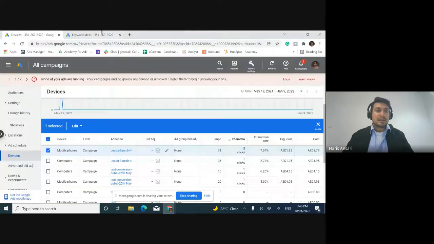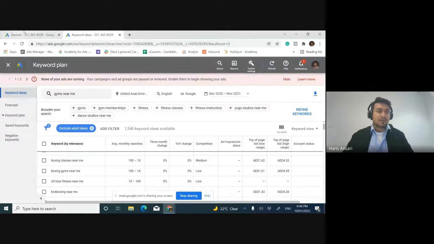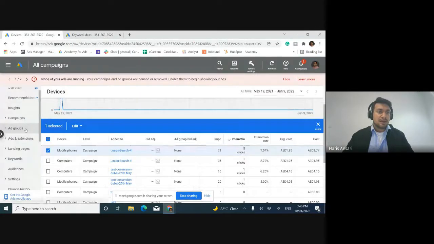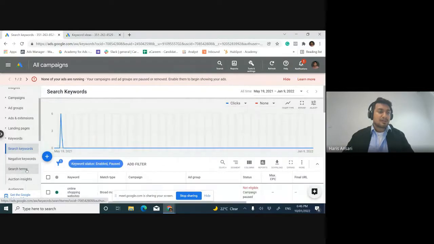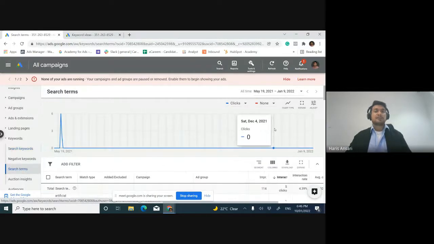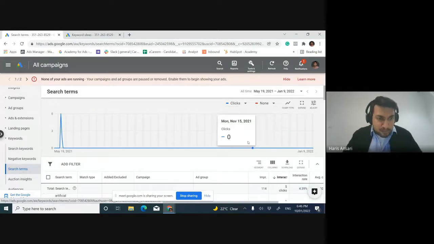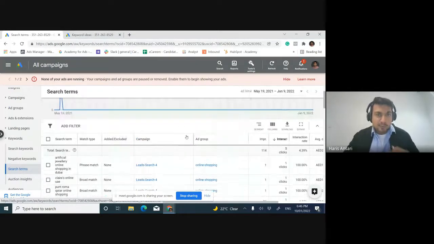When you are running any campaign, you can simply go into that campaign and under the keywords, you will find the search term section as well. So what is a search term? A search term is basically the exact term which was searched by the user. Keywords are the triggering point. Search terms are the exact searches being made by the users.